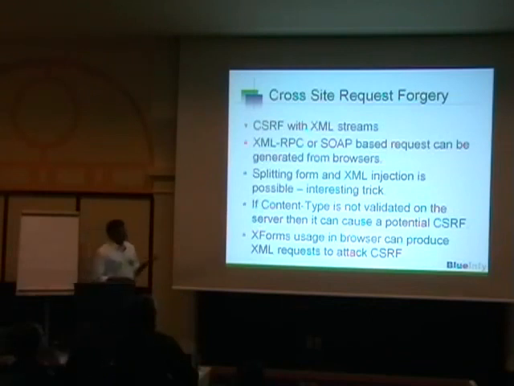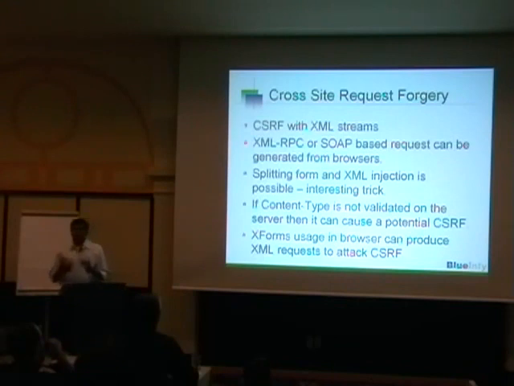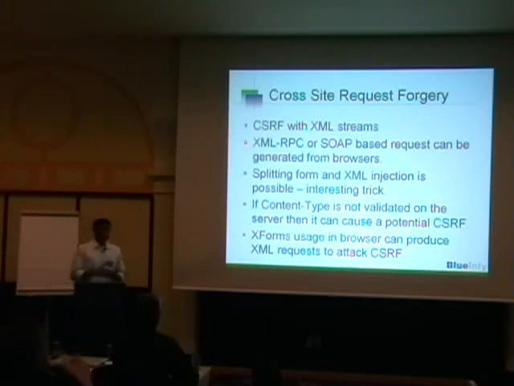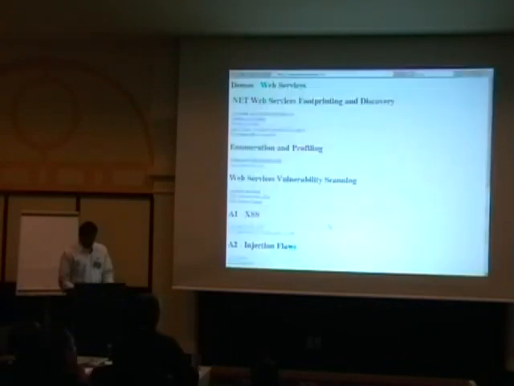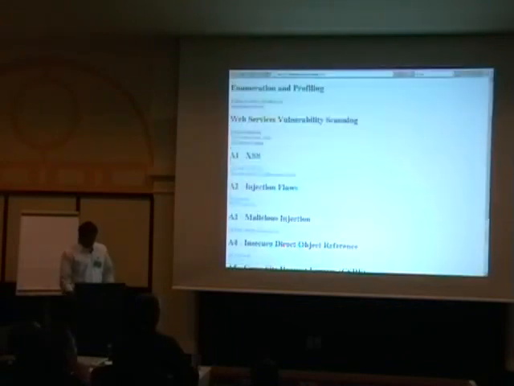Cross-site request forgery, this is interesting because to do a cross-site request forgery on an XML stream, what you have to do is generate an XML stream from your browser. So for example, if you have an XForm, you can generate an XML stream through XForm, or there is a trick by which you can also generate an XML stream, which I will show in a few seconds. Okay, then let me move to demos.